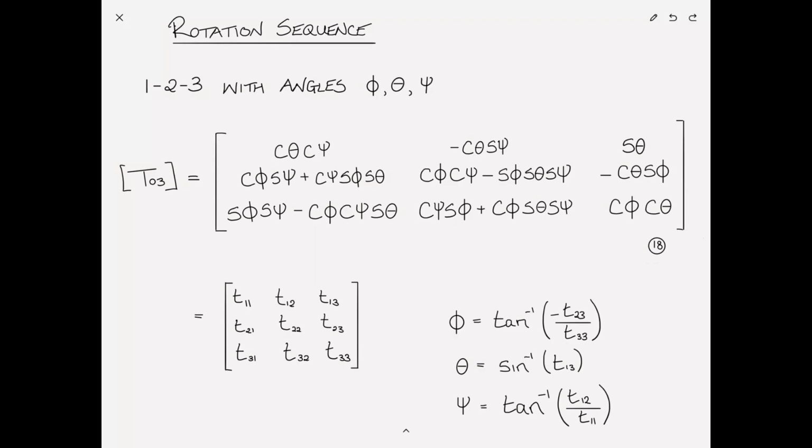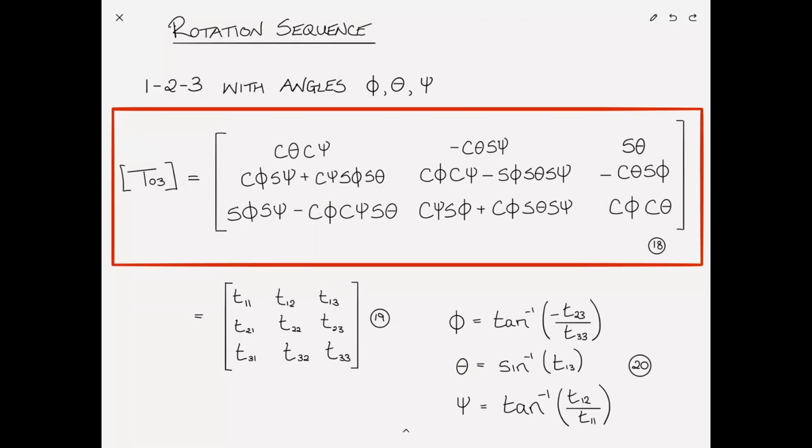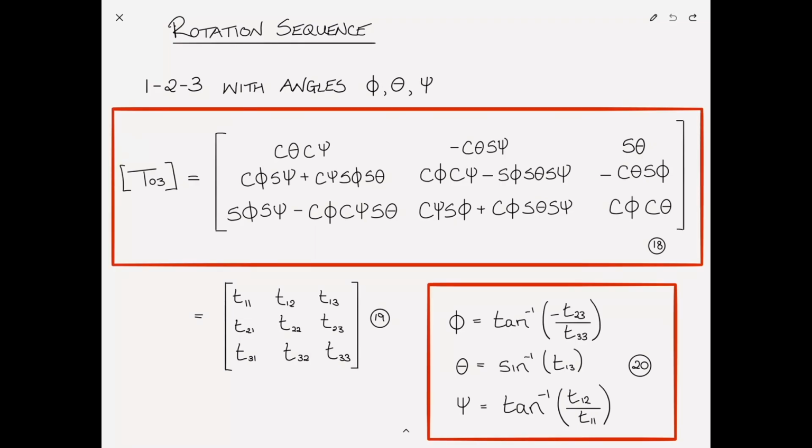And why do I want to give this to you? Because you're going to see in a later section that sometimes, depending on the method you're using, it's actually easier to come up with this complete transformation matrix, T03, and from that you might want to find the Euler angles. So this would be the method to do that. Number 19 and 20. And let's put a couple of red boxes around these because these are important results. Okay, so that's pretty much what I wanted to say about Euler angles.